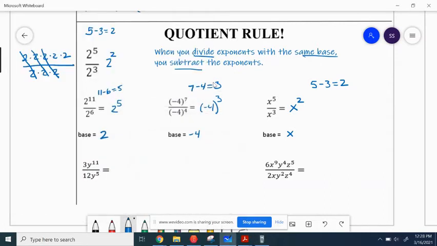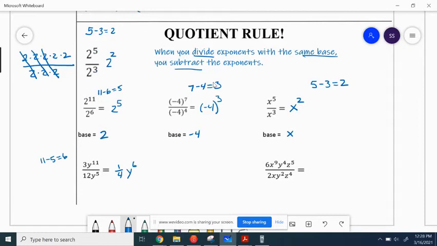All right, so like I said, we're going to treat the numbers as normal. And then we can use our quotient rule for the exponents. Our base is y, and our exponents are 11 minus 5, which is equal to 6. So I'm left with 1/4 times y to the 6th.